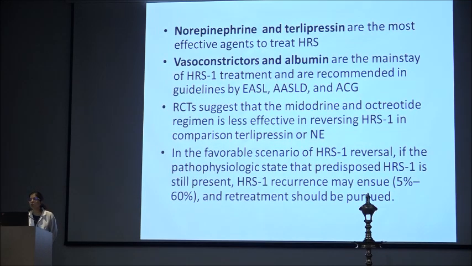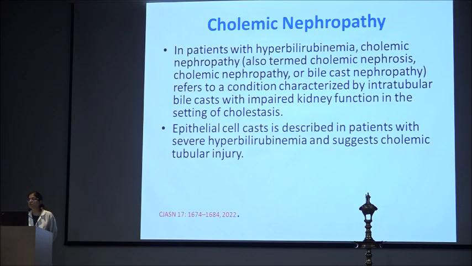Norepinephrine and terlipressin are the most effective agents to treat HRS. Vasoconstrictors and albumin are the mainstay of HRS treatment and are recommended in guidelines by EASL, AASLD and ACG. RCTs suggest that the midodrine and octreotide regimen is less effective in reversing HRS in comparison to terlipressin or norepinephrine. In the favorable scenario of HRS reversal, if the pathophysiological state that predisposed HRS is still present, HRS recurrence may ensue and retreatment should be pursued.